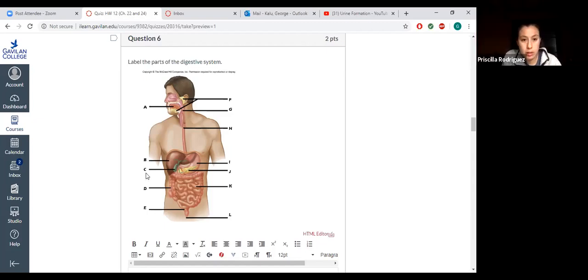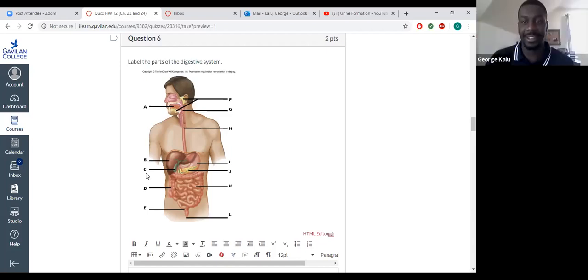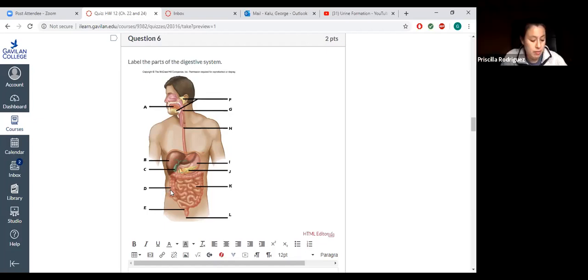Gallbladder. C is the gallbladder. So what's the gallbladder's job? Storing the bile. Right, so it's going to be storing the bile. The liver is going to be producing it, and then the gallbladder will be storing bile. Perfect. What's D? I have the ascending colon.